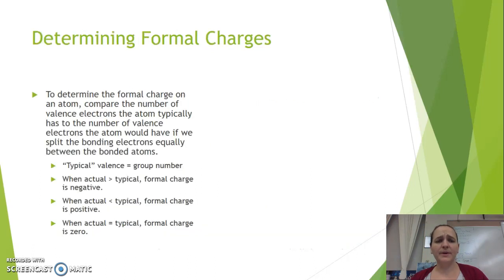So how do we actually figure this out? Again, if we look at this situation where we've broken our bonds in half and split our electrons equally, we're comparing how many electrons the atom has in this scenario to its normal number of valence electrons, which is equal to its group number from the periodic table. So when an atom has more electrons in this scenario than is normal, its formal charge will be negative because it has extra negative charges around. When it has fewer electrons than it normally would, its formal charge is positive, and when the two numbers are equal, the formal charge is 0.